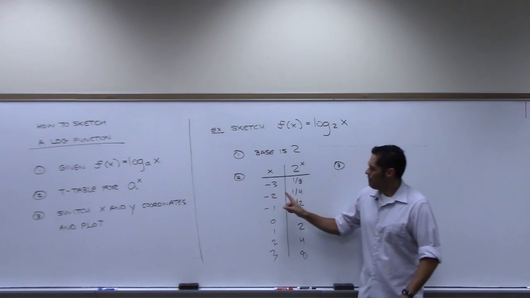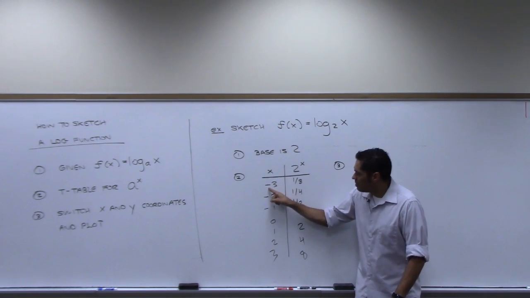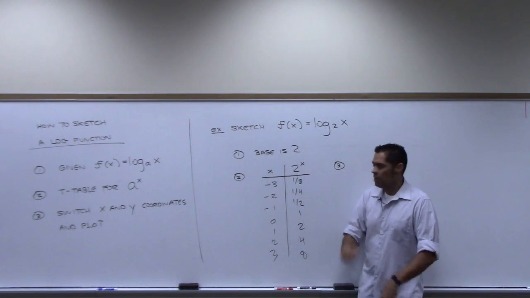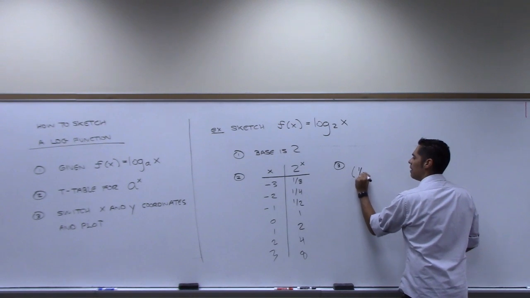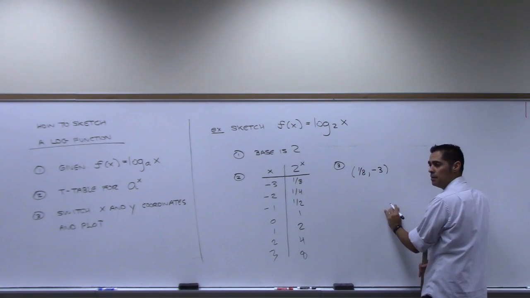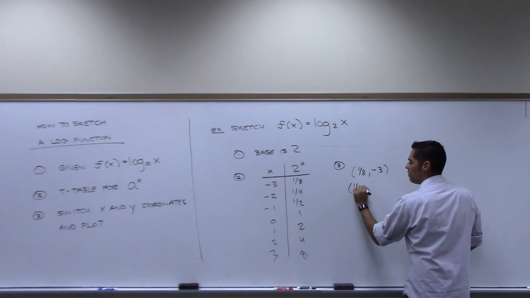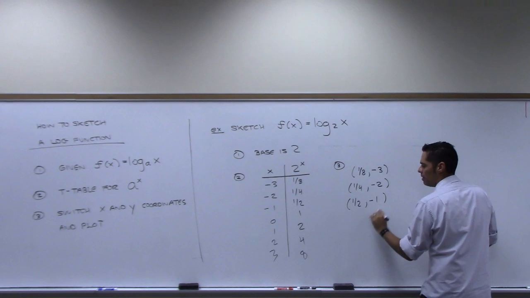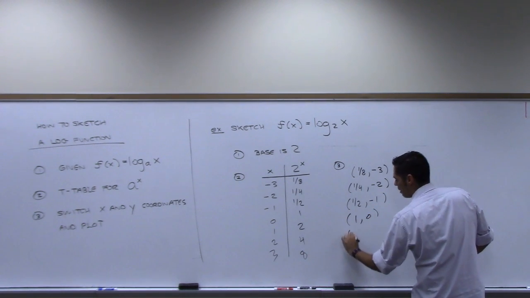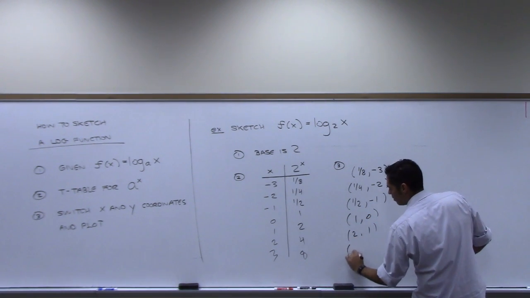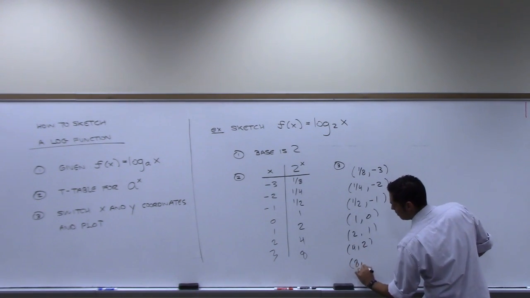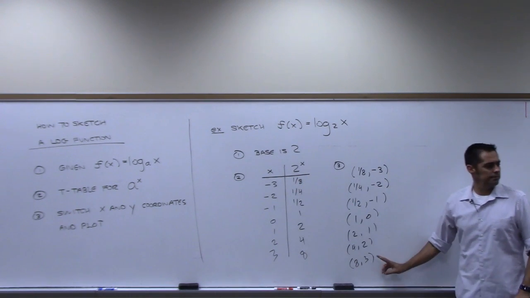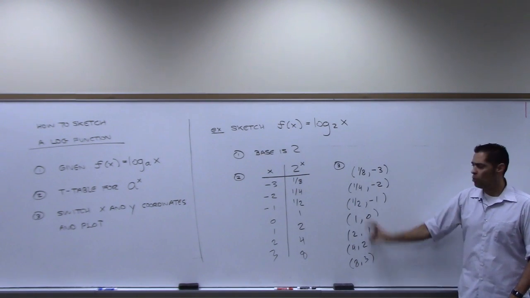So think about this. The exponential function takes this number, spits out this number, right? Our log function does the reverse. It takes 1/8 and it spits out -3. It takes 1/4 and it spits out -2. It takes 1/2 and spits out -1. Takes 1, spits out 0. Takes 2, spits out 1. Takes 4, spits out 2, and takes 8 and spits out 3. So do you see what I've done is just taken this table and flipped them all over? Reversed them, switched the x and y coordinates?